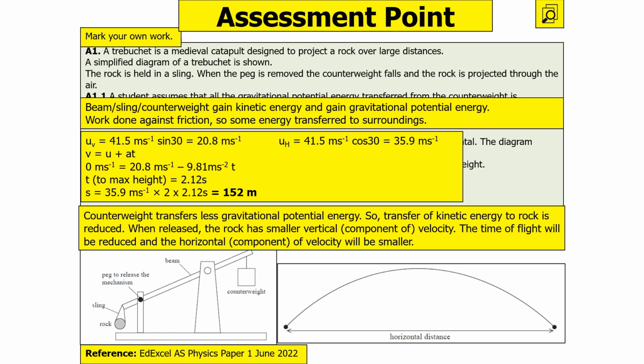Now the counterweight transfers less gravitational potential energy, so the transfer of kinetic energy to the rock is reduced. So when released, the rock has a smaller vertical component of velocity, so the time of flight will be reduced and the horizontal component of velocity will be smaller.